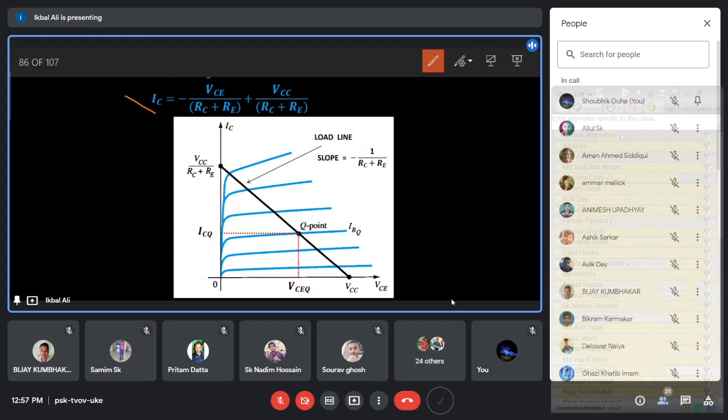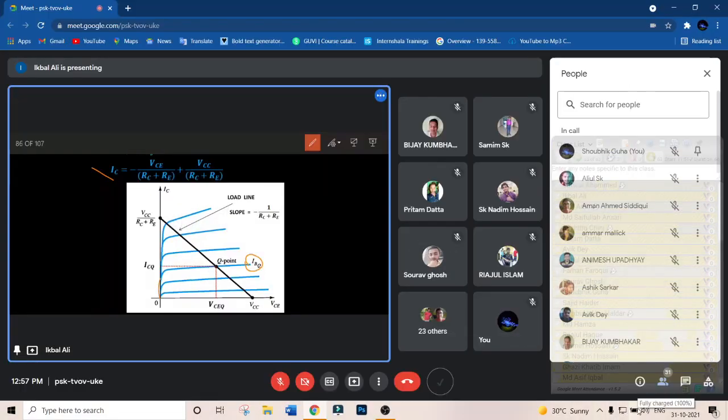Now for a particular base current, suppose the base current is this one. Among all the output characteristics, a specific collector current will flow, and these are the characteristics for that particular base current. If you change the base current, then the characteristic curve will change. If you increase the base current, maybe this one is the characteristic curve. If you increase it further, then this one will be the characteristic curve.